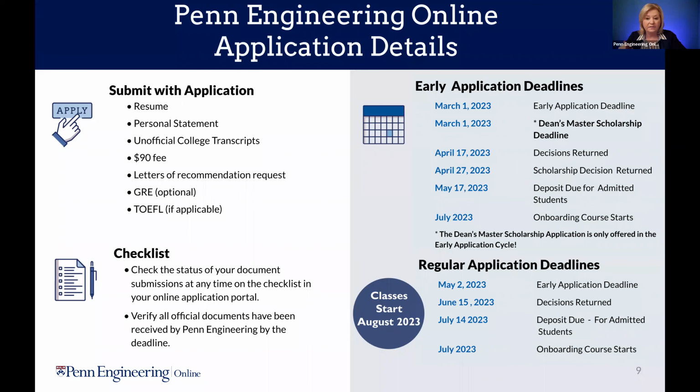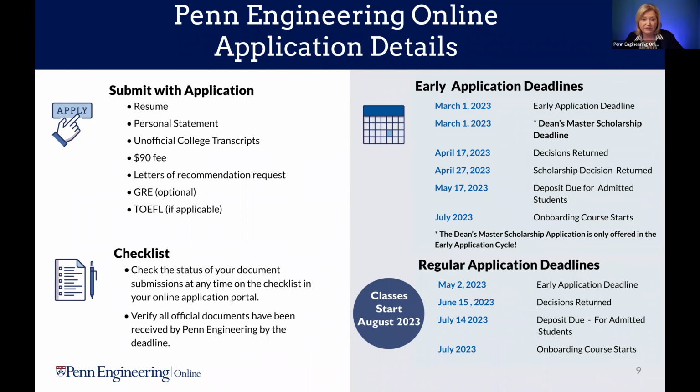Just one point on transcripts. If you are accepted to the program, at that point, you do need to provide official transcripts. So official transcripts must be provided if you are accepted to the program. You can't proceed with the program without those official documents. Once you're accepted, we provide the instructions on what we're looking for and how to go about it. But at the application stage, it's only unofficial transcripts.